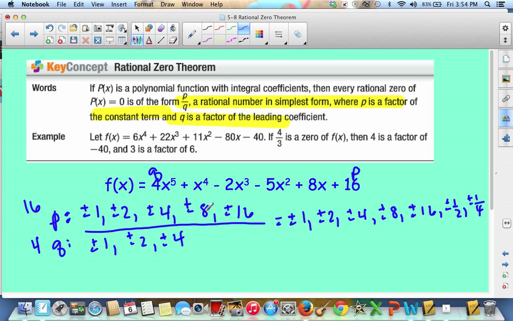Sound good? So that's listing all the possibilities. Now, what do we do with these possibilities? Well, these are going to help us find those zeros that are in between the whole numbers, like these fractions right here. We know how to find it if it crosses our x-axis at a whole number. But what happens if it crosses in between the whole numbers? That's where these come in handy. This helps us decide which ones we want to choose.